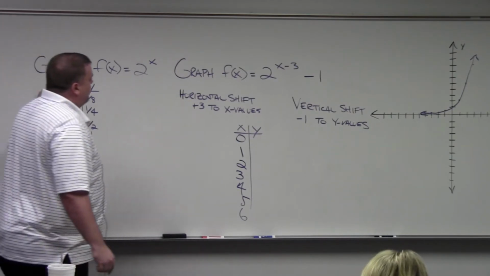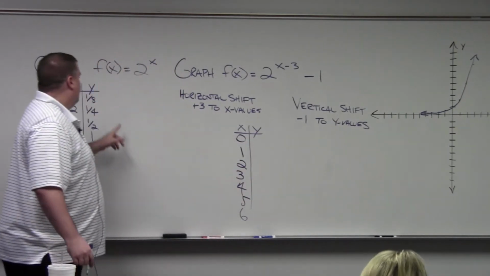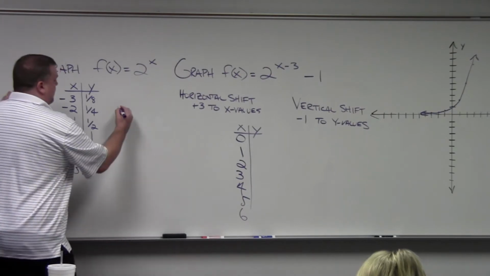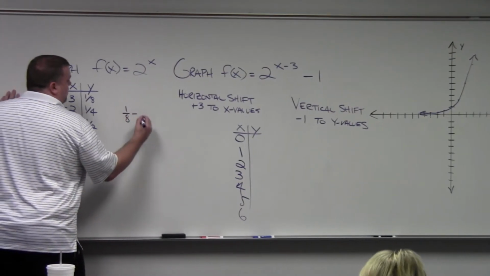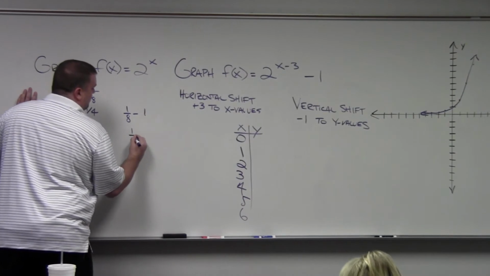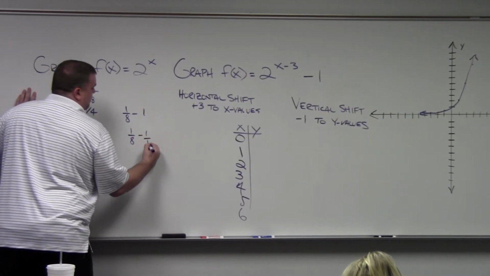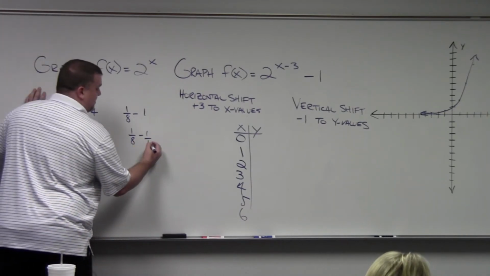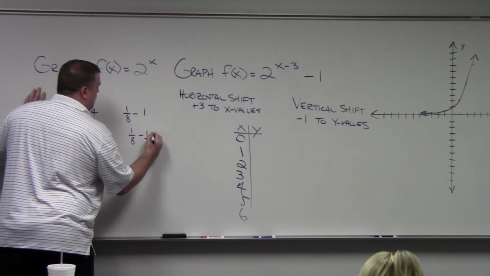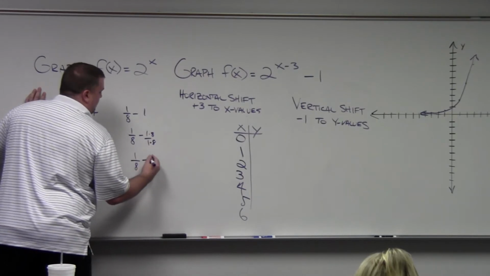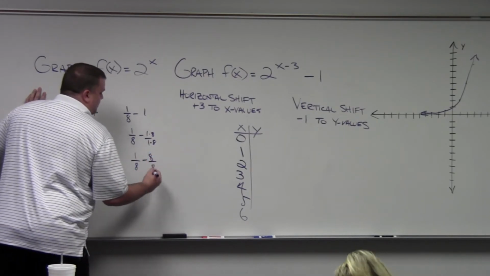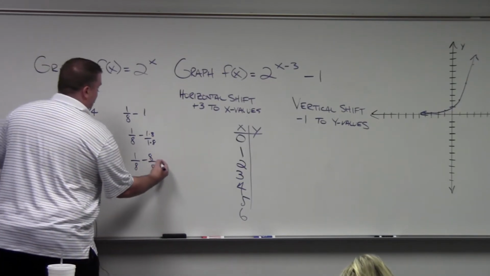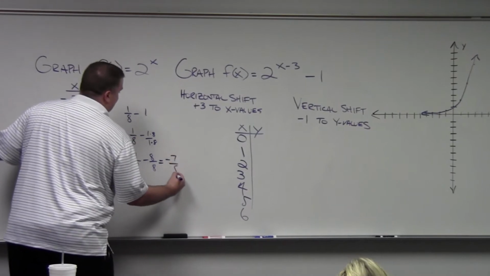Now if we subtract 1 from our y values, a little bit more difficult. So 1/8 minus 1, you can do it in a calculator or by hand. Since we're subtracting with fractions, we need a common denominator. So what would the common denominator be? 8, thank you. So 1/8 minus 8 over 8. So what's 1/8 minus 8 over 8? Negative 7 over 8.